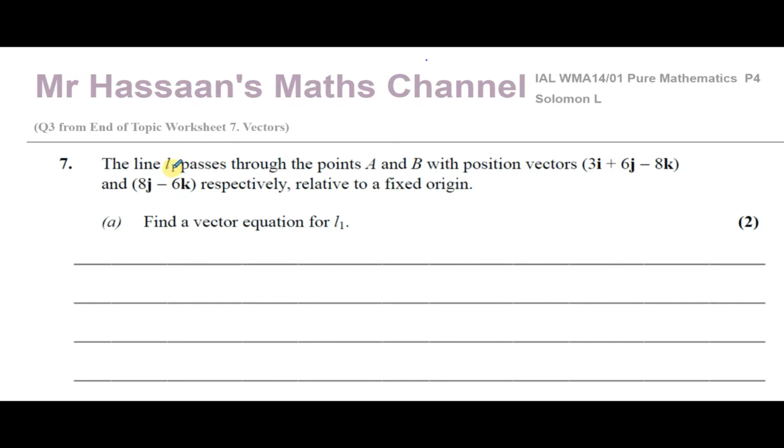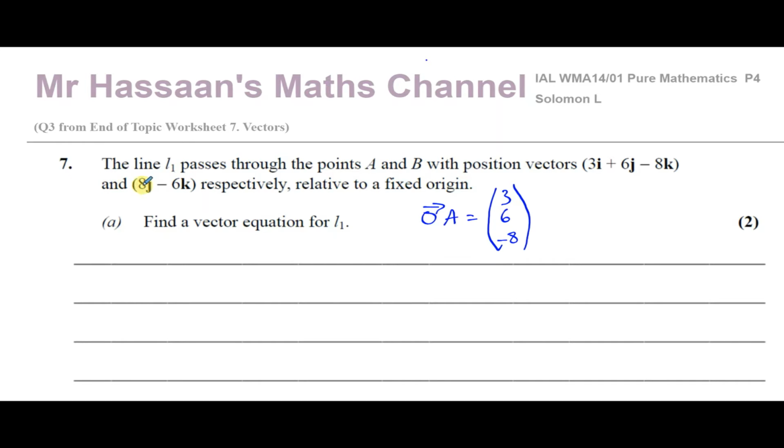It says the line L1 passes through the points A and B, with position vectors 3i plus 6j minus 8k and 8j minus 6k respectively, meaning in the same order. So A has the vector given first and B has the vector given second, relative to a fixed origin. What they've basically told us is that the vector from O to A is this first vector, and I'm going to write it in column form because it's much easier to deal with when you're doing calculations. So 3, 6 and minus 8. You don't have to write i, j and k because the top row is i's, then j's and then k's.